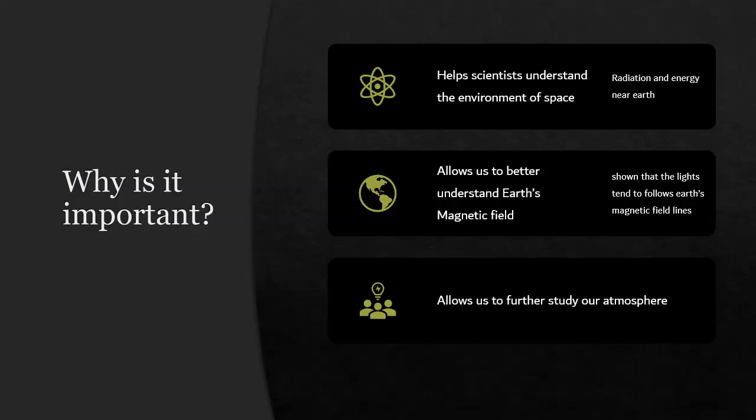So why is this important? For one, it helps scientists understand the environment of space, which is important seeing that radiation and energy surround the Earth. It's also important for us to better understand the Earth's magnetic field, and we know that it has helped us understand this because we've shown that the lights tend to follow the Earth's magnetic field lines. It also allows us to further study our atmosphere. This is all important because radiation and energy in near-Earth space can have a variety of effects on our satellites, from anything from disrupting their electronics to increasing frictional drag and interrupting our communication or navigation signals like GPS.